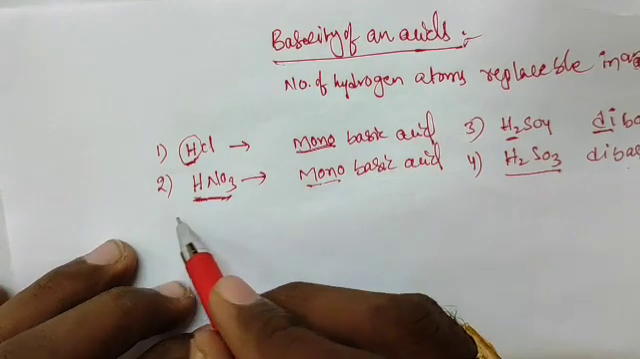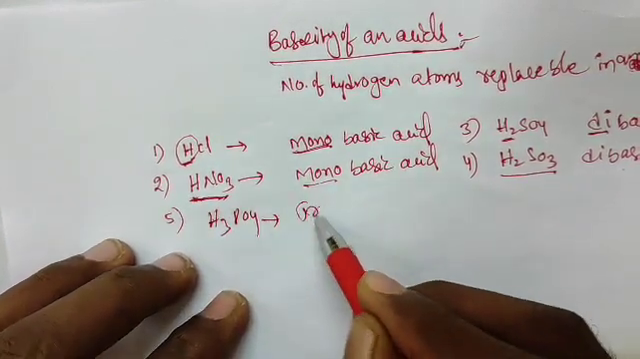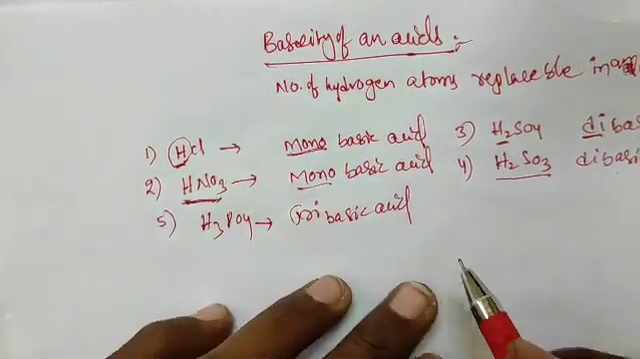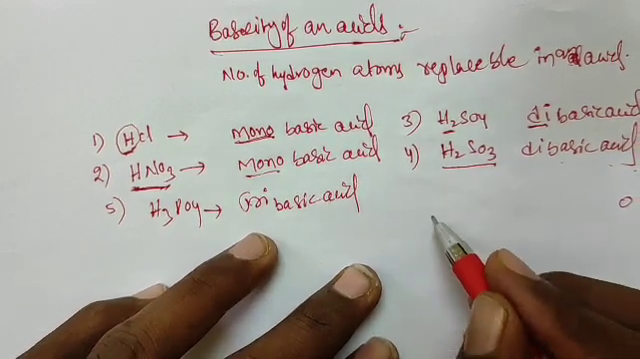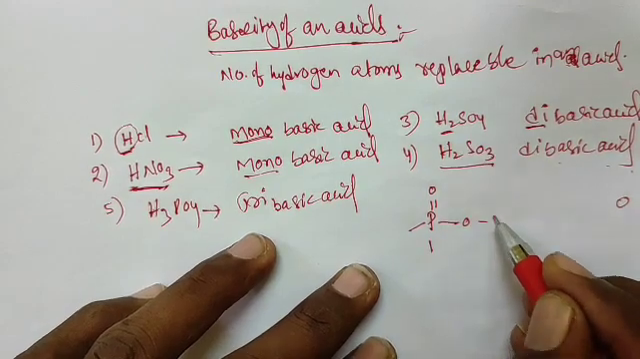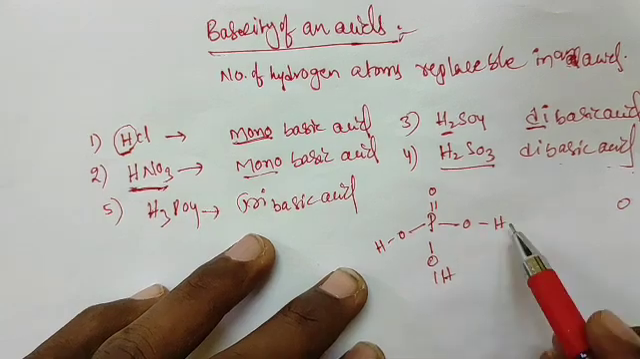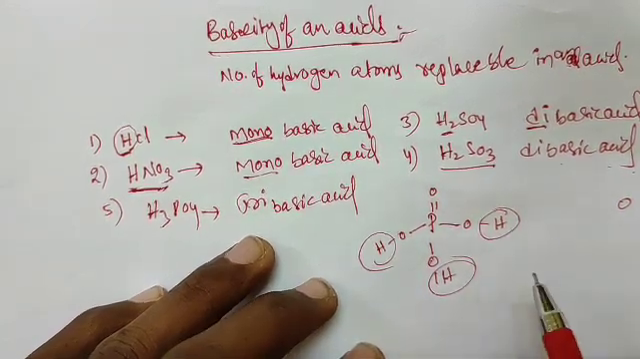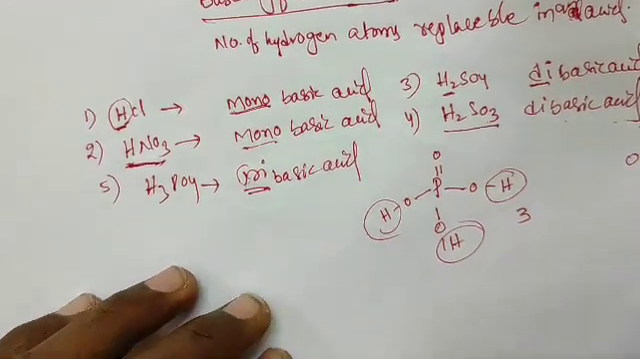Next, one more example, H3PO4. This is a tribasic acid. The structure of H3PO4 is P double bond O, with OH, OH, OH. So this hydrogen atom, this hydrogen atom, and this hydrogen atom are replaceable hydrogen atoms. How many? Three. That is why we call it a tribasic acid.